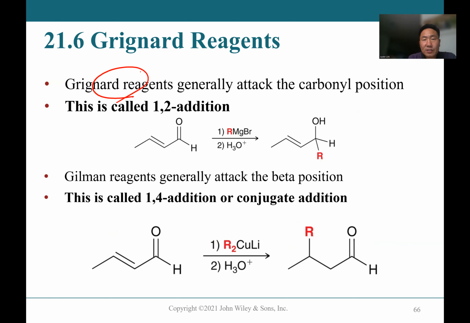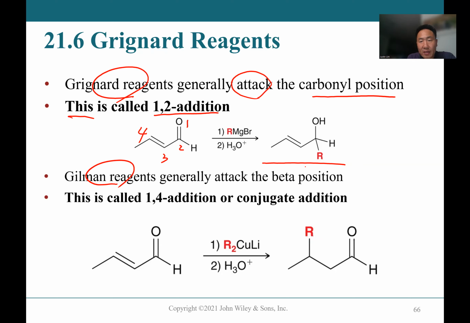Grignard reagents generally attack the carbonyl position. This is called 1,2 addition, and you get the 1,2 addition product. The Gilman reagent generally attacks the beta position. This is called 1,4 addition or conjugate addition. When you use Gilman reagents, then in the second step with hydrogen ion, you can get the 1,4 addition product.